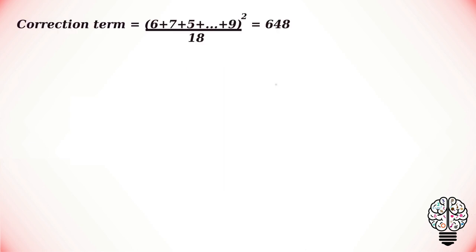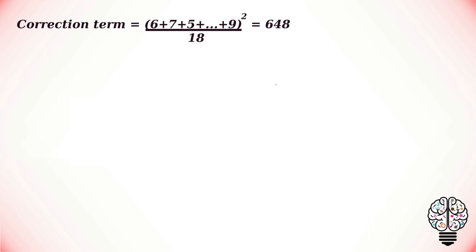Next, we have to find the correction term. For that, we have to calculate the sum of all the test scores scored by the students and square it. If we do that, we'll get this value. We have to divide that by the number of participants, that is 18. If we do that, we'll get our correction term as 648.